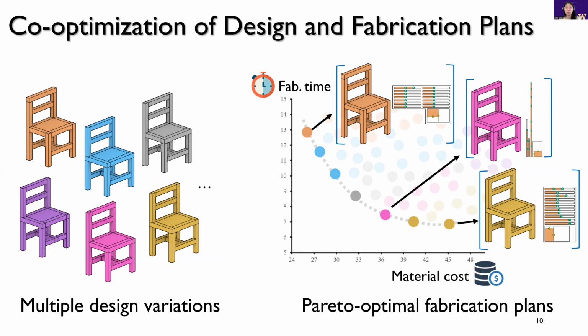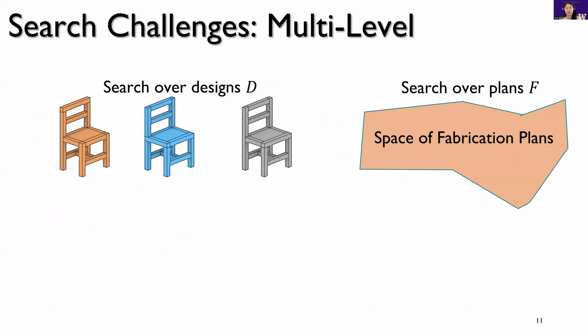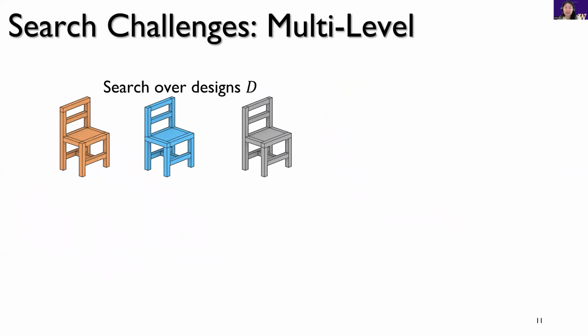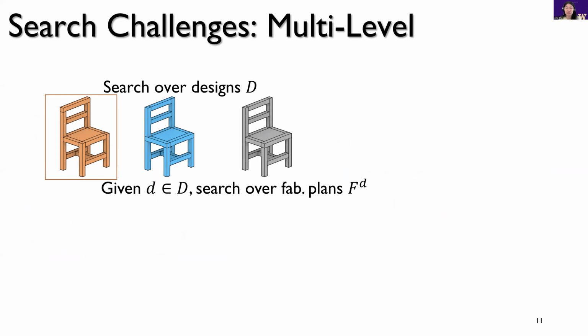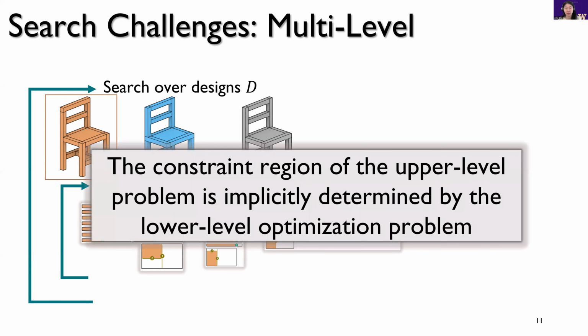Designers must therefore explore the joint space of design and fabrication plans, but such co-optimization is very challenging. We would like to search over all designs and all fabrication plans together. Unfortunately, this joint space does not explicitly exist. The space of all fabrication plans is only implicitly defined by the designs. That means that for each design, we have a completely different fabrication space we must search through. Searching the space requires an inner loop, an optimization inside an optimization. This nested loop is the definition of bi-level optimization problems, where the constraint region of the upper level problem is implicitly determined by the lower level optimization problem.